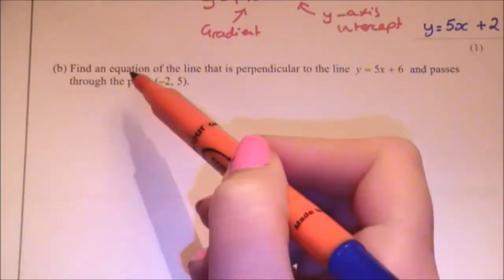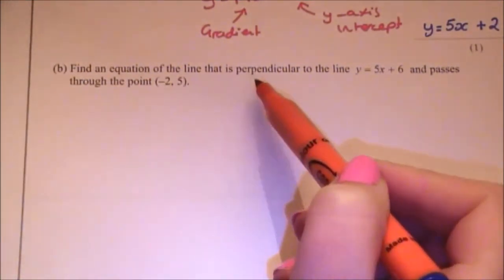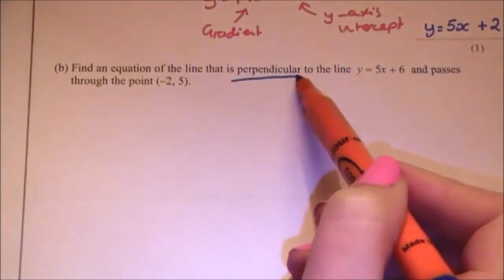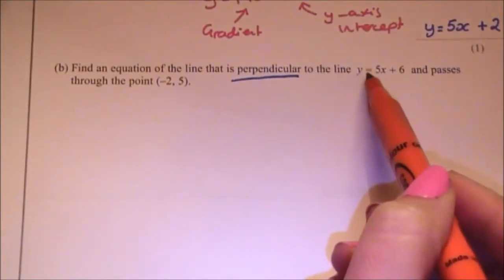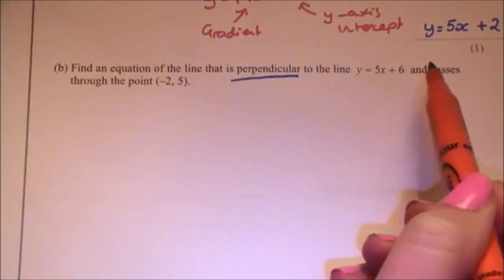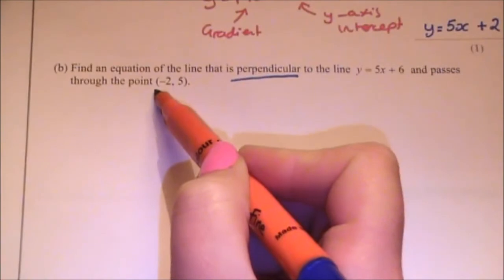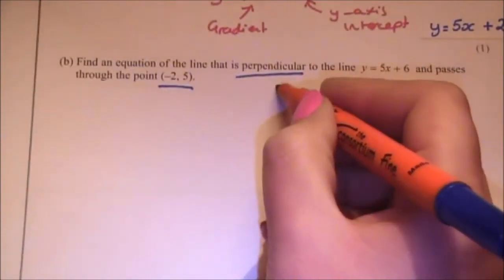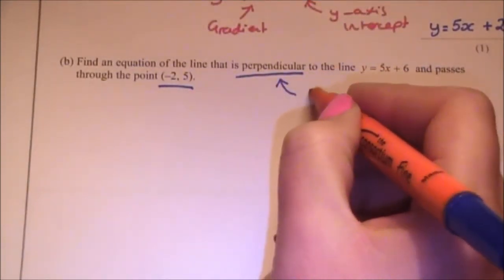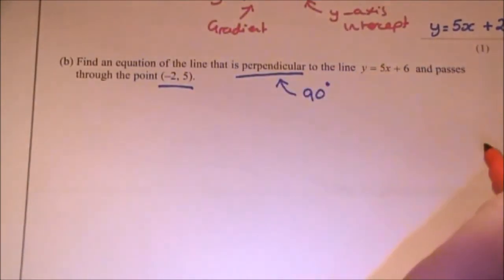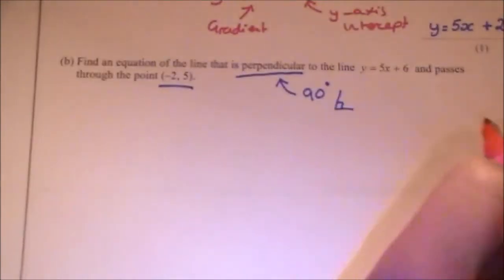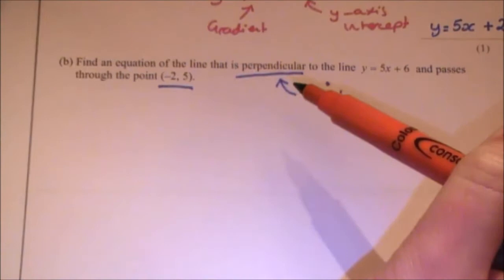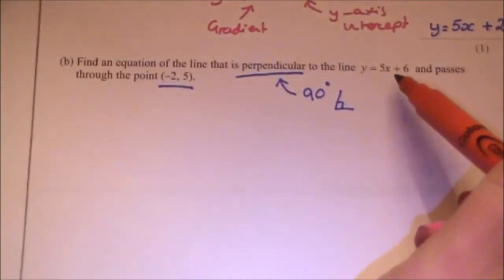We need to find an equation of a line that is perpendicular to the line y equals 5x plus 6 and passes through the point -2, 5. So I'm going to be looking for a line that's perpendicular, and perpendicular means that they intercept at 90 degrees. So it's a right angle interception. So we're looking for a line that's perpendicular to that.